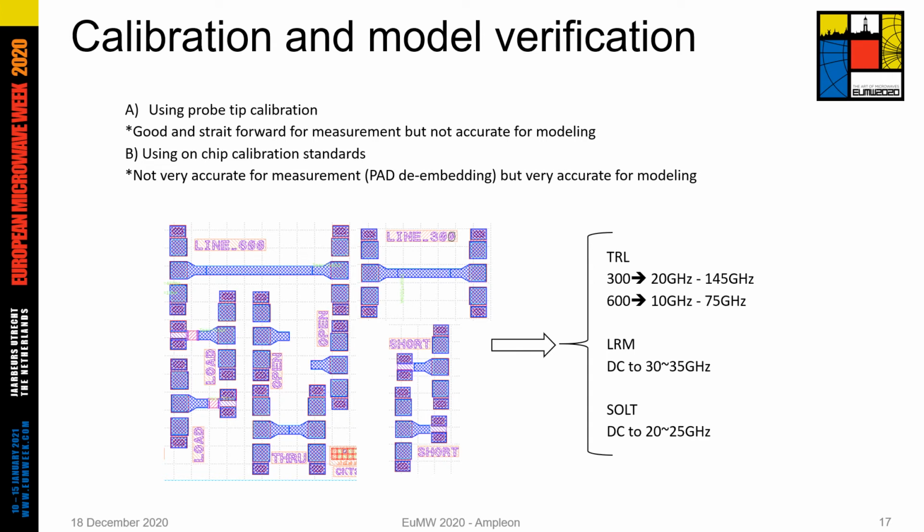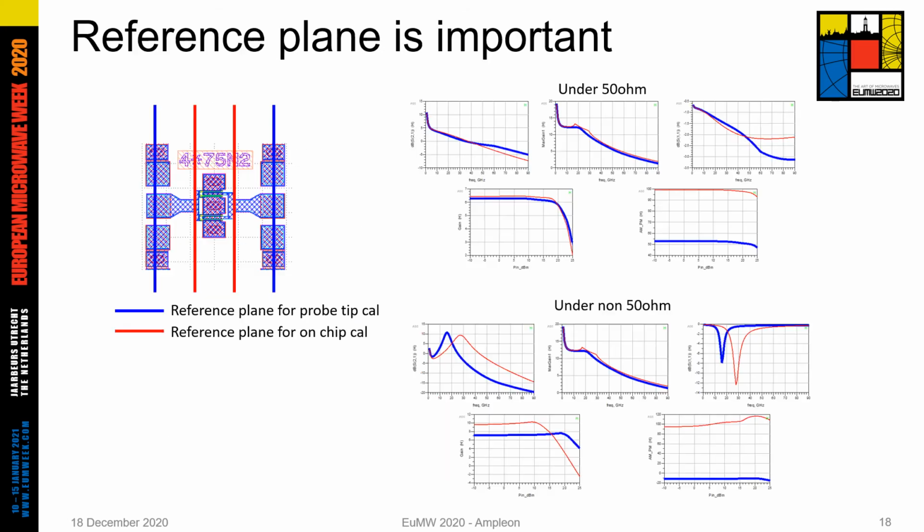The second option is using on-chip calibration standards. They are not accurate for the whole block like a PA or LNA, since you are embedding the pads as well. But they are very good and accurate for modeling. Here you see the set of calibration standards like line, load, thru, short, and there are several methods like TRL, LRM, and SOLT. As you see, SOLT is limited to the lower frequency, and TRL, multi-line TRL, can cover a very wide range of frequency, from almost 10 gigahertz up to 145 gigahertz, which is widely used for millimeter wave.